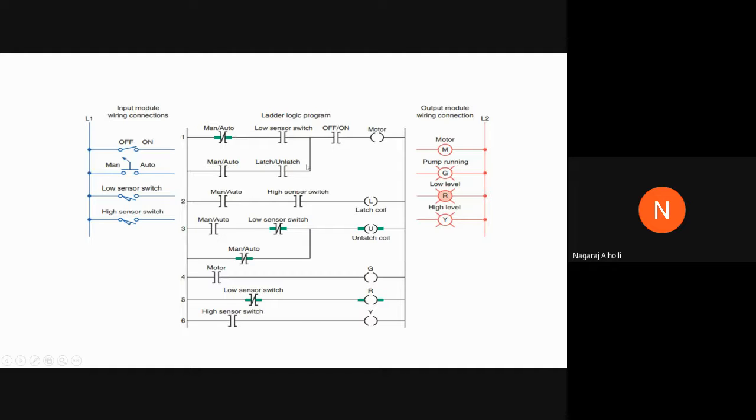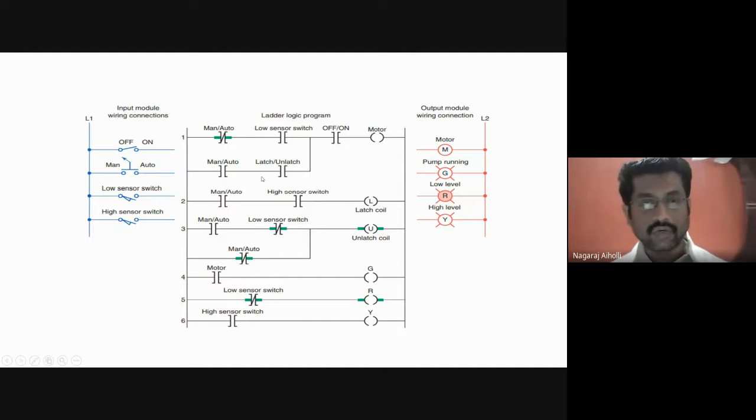Latch/unlatch. If you are energizing this, then what will happen? The latch will act, and then we are either latching the output or unlatching the output. For latching or unlatching the output from the sensor switches, we are using the latch/unlatch contact here. This will make the status of the switches, whatever we are obtaining, to be latched here. Based on the latch condition, the motor will be energized or de-energized. If it is in one state, the motor will be energized. If the status of the latch/unlatch is 0, then the motor will be de-energized.